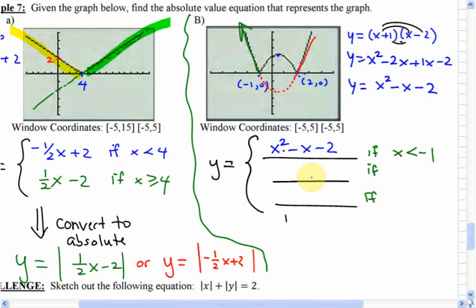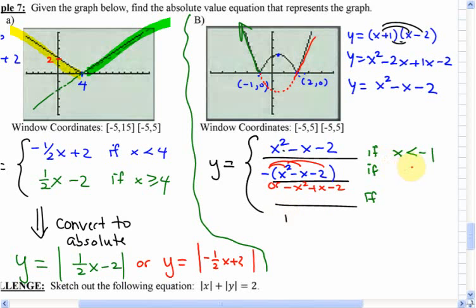How about the part in the middle? The part in the middle here is the part that got reflected. So how do I show something that's reflected using an equation? Put a negative in front. Thank you. So x squared minus x minus 2, put a negative in front. If you want to distribute, you can rewrite this as negative x squared plus x plus 2. That's perfectly fine.